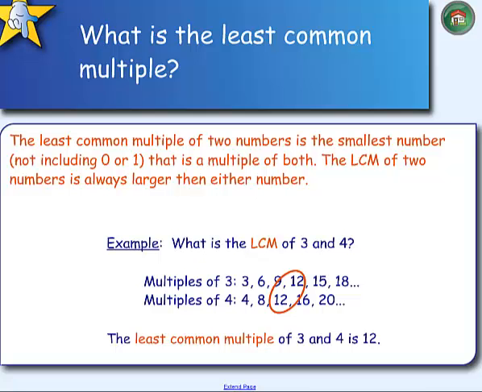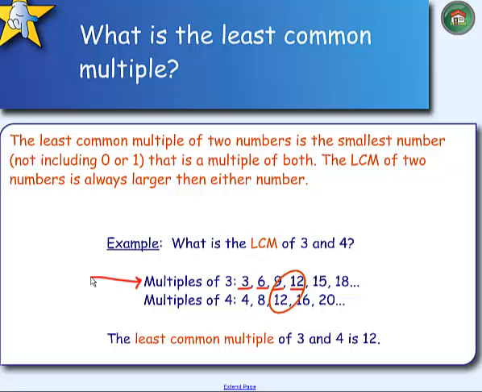Well, first of all, we have to think about what a multiple is. A multiple is a number that you get when you multiply by 1, by 2, by 3, by 4, and so on. So here are examples of multiples of 3. 3 times 1 is 3, 3 times 2 is 6, 3 times 3 is 9, 3 times 4 is 12, and so forth and so on.